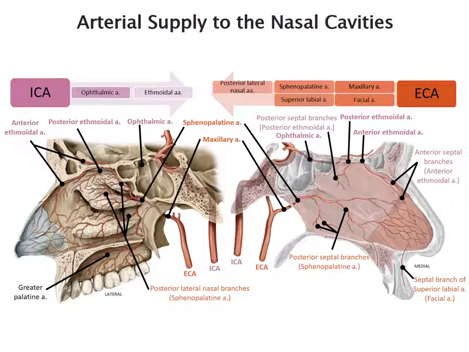Blood supply to the nasal cavities is accomplished through both the external carotid artery and the internal carotid artery. Recall that the external carotid artery terminates as both the maxillary and the superficial temporal arteries. The maxillary artery courses through the infratemporal fossa. It courses through the pterygomaxillary fissure in order to enter the pterygopalatine fossa, and then a branch of that artery, referred to as the sphenopalatine artery, exits the pterygopalatine fossa to enter into the nasal cavity via the sphenopalatine foramen.